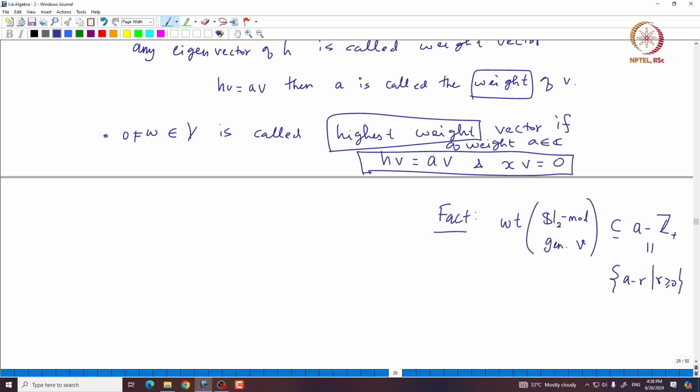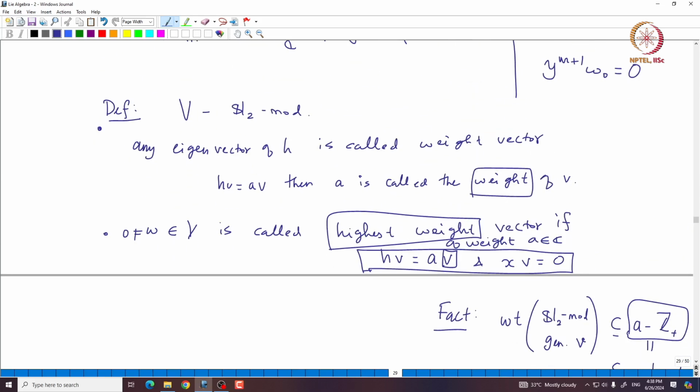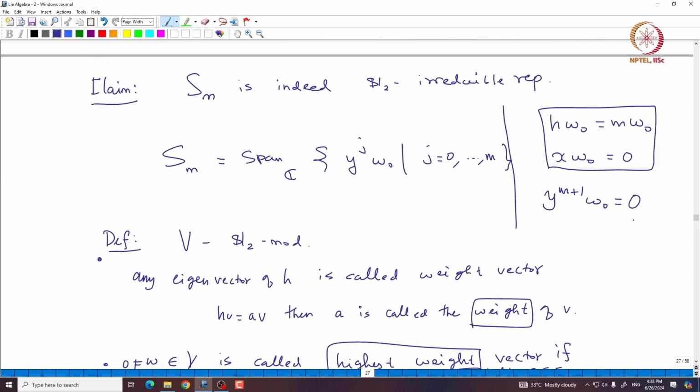So, that is why we call this vector V the highest weight vector of weight A, because there is a total order on this A minus Z plus, and A is indeed the largest element in this A minus Z plus. We will see that later, but anyway let us get back to our example. What we want to do is prove that this Sm is indeed an irreducible representation.